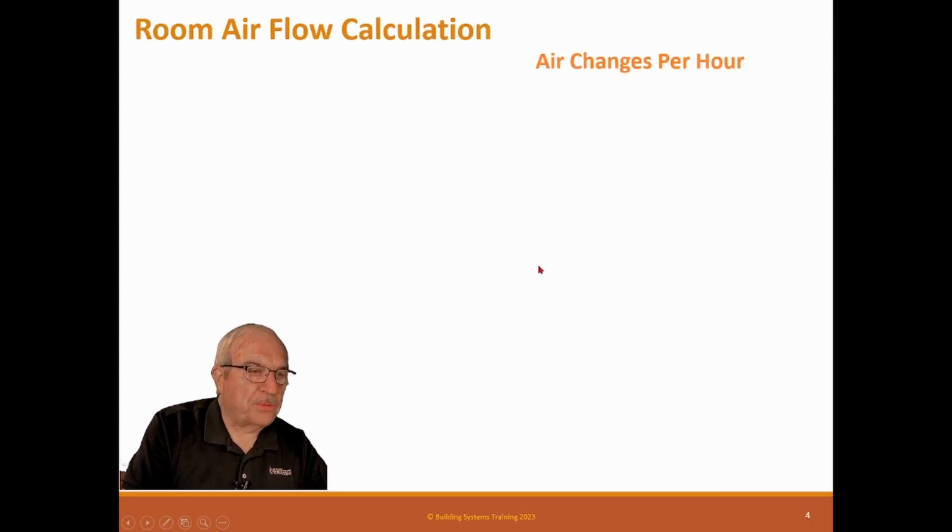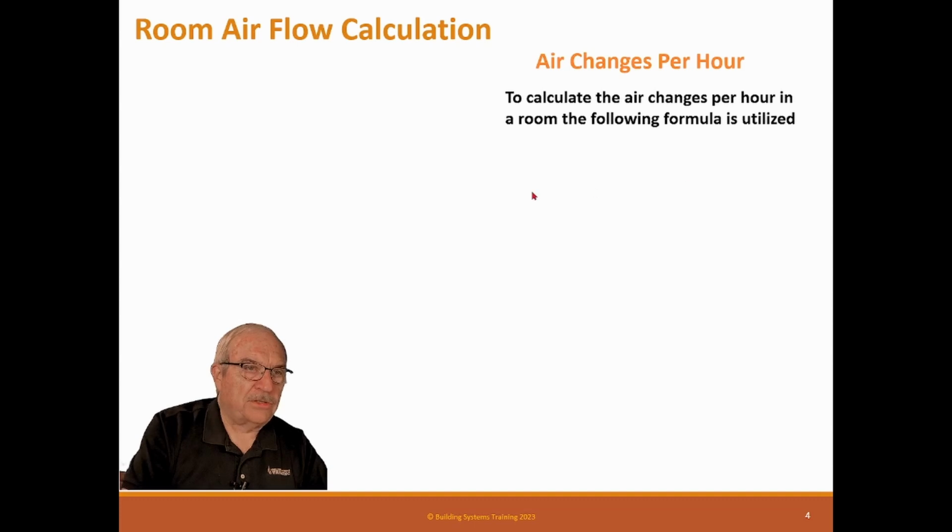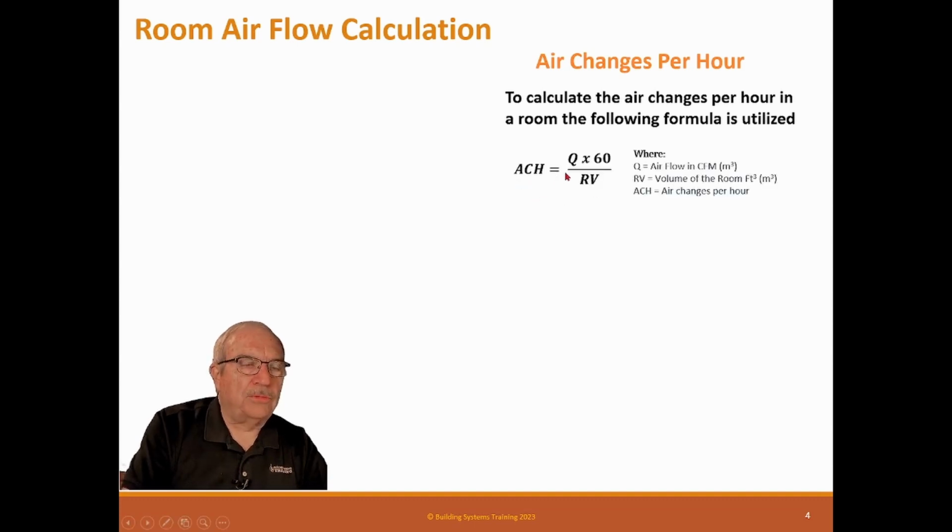So, air changes per hour. Sometimes when you're working in a building, you need to know how many times the air is exchanged in the room. That simply means if you've got a certain amount of air going into a room and out of the room from a supply grill or return grill, how many times do you change the entire air volume of that room? So it's an easy calculation. Air changes per hour equals Q times 60 over room volume.